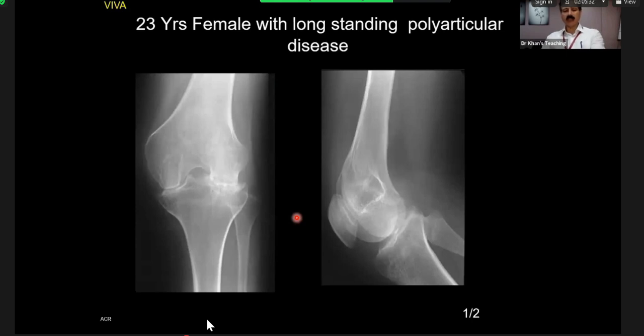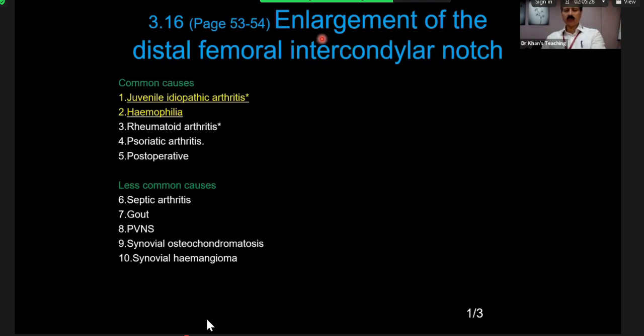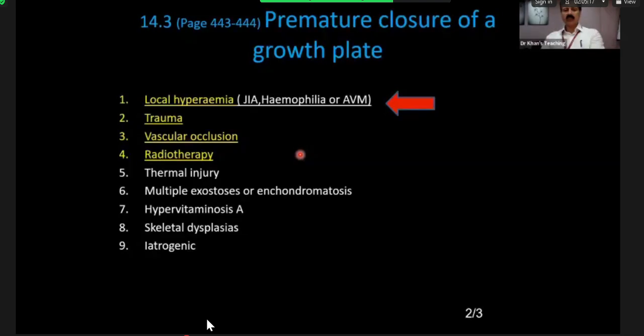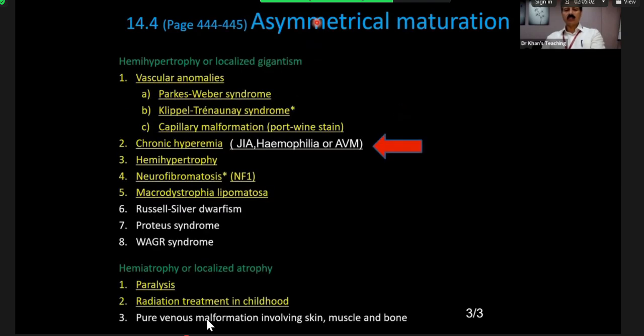So, enlargement, this is the first differential diagnosis. Enlargement of the distal femoral intercondylar notch, JIA and hemophilia are up there. There can be so many other causes. And this is differential diagnosis 14.3, premature closure of growth plate and local hyperemia, JIA, hemophilia up there. There is another one, which is asymmetrical maturation, 14.4. And again, chronic hyperemia, as in JIA and hemophilia, is there.